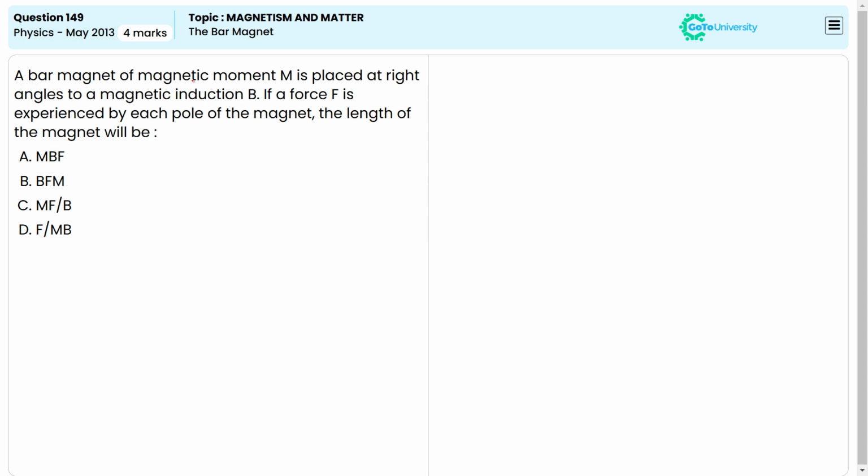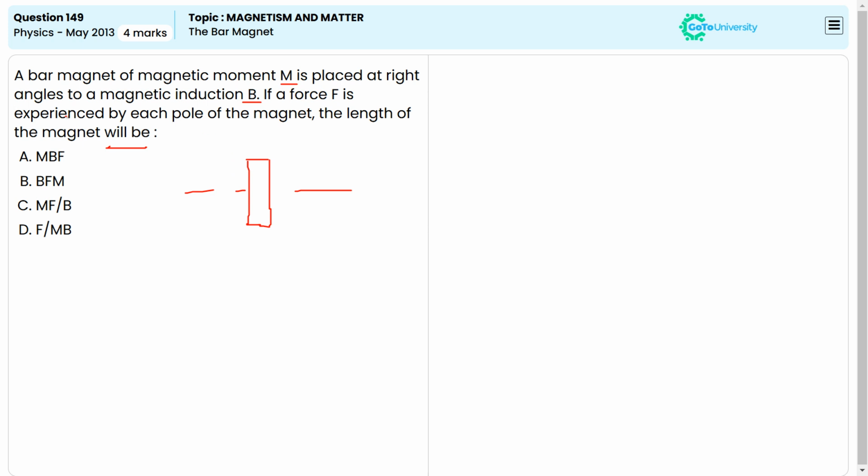A bar magnet of magnetic moment M is placed at right angle to a magnetic induction B. If a force F is experienced by each pole of the magnet, the length of the magnet will be. Here, one bar magnet is there. This bar magnet is placed at a right angle to the magnetic induction, that is, it is placed perpendicular.